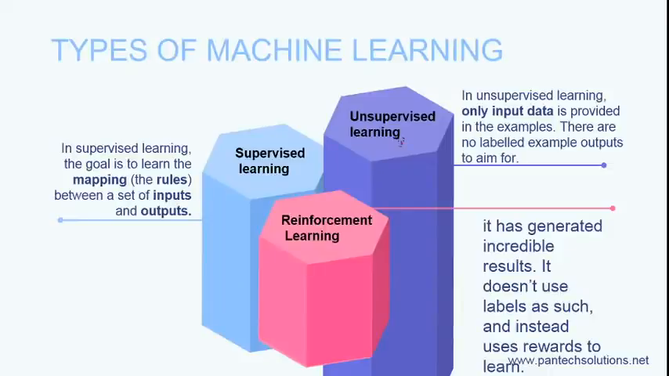Supervised learning is where we have some input and output data. If you take any supervised learning data set, we have an input and output. But if you take unsupervised data, we have just unstructured data. The basic difference is that supervised has input and output, but unsupervised has only input. Reinforcement learning is totally different.